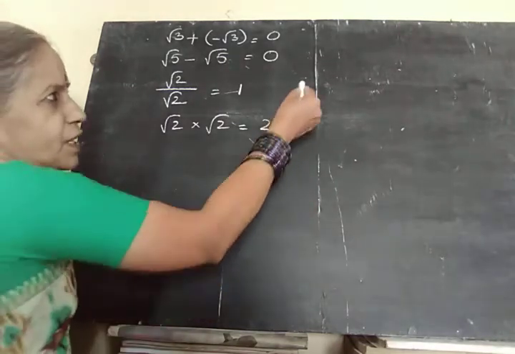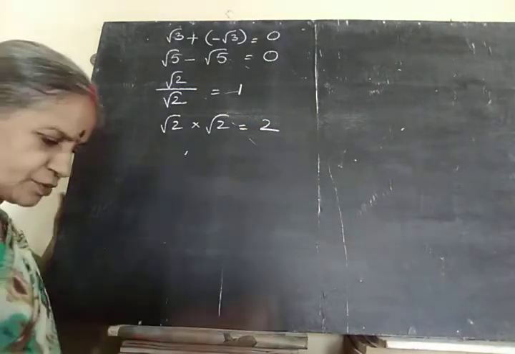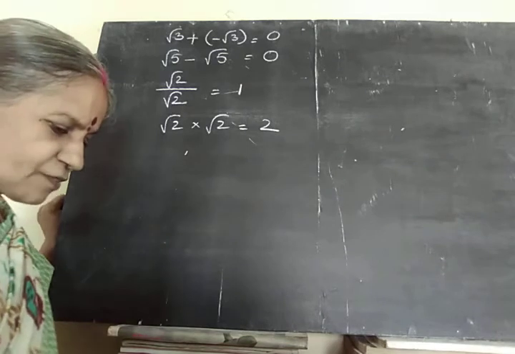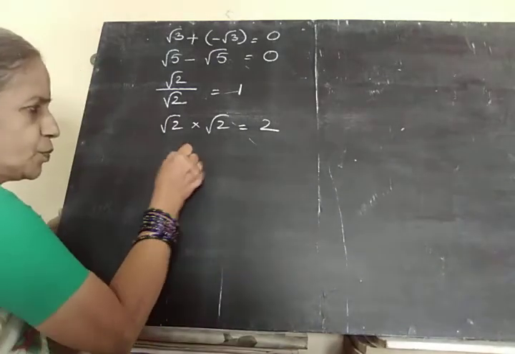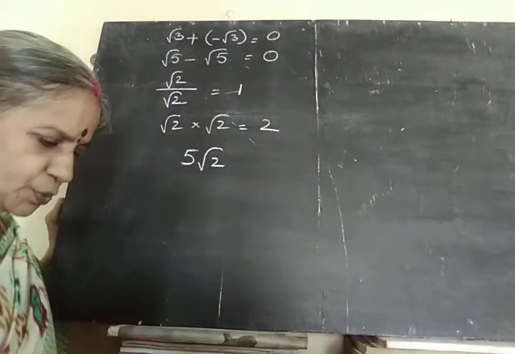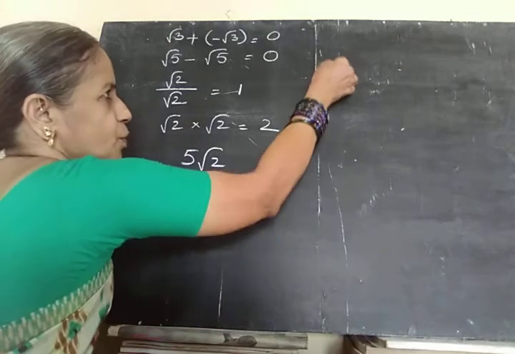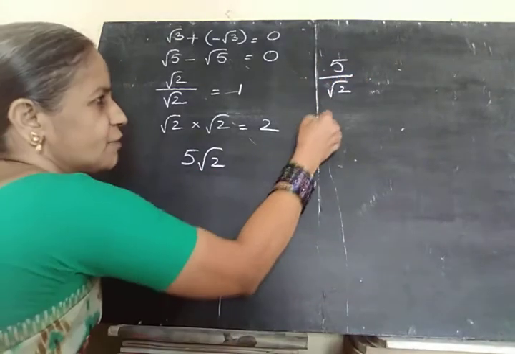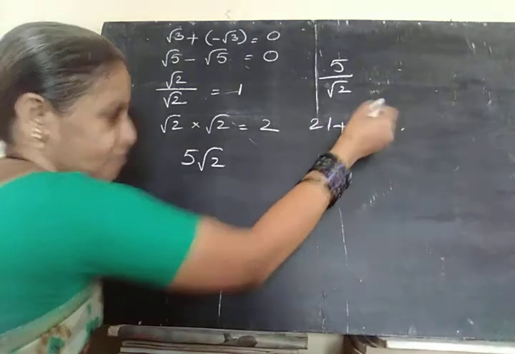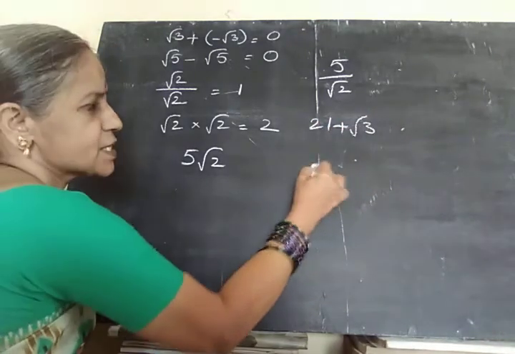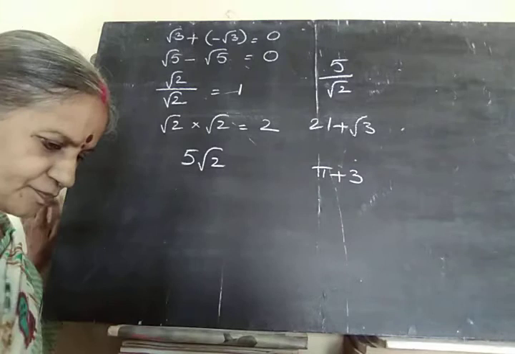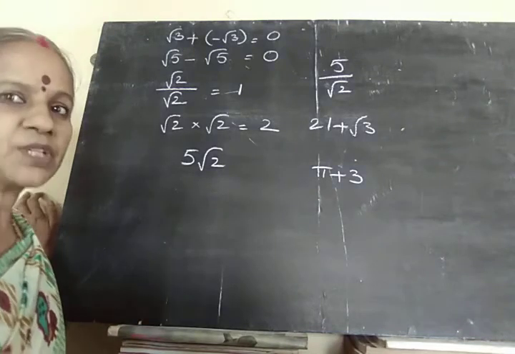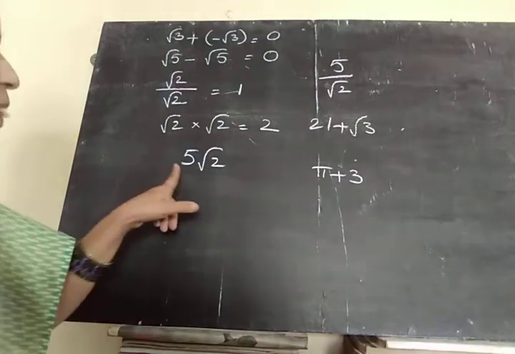Now, see for example 5 root 2. See example 12. Check whether 5 root 2, 5 by root 2, and 21 plus root 3, 5 plus 3 are irrational numbers. Which ones are irrational numbers in these? 5 root 2.